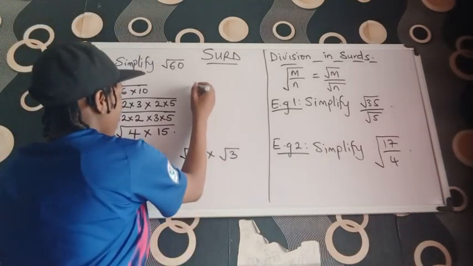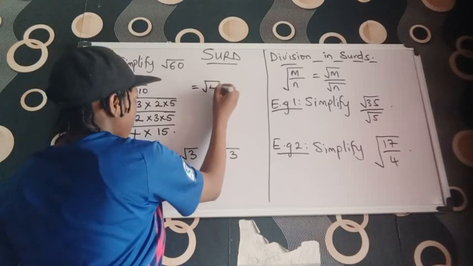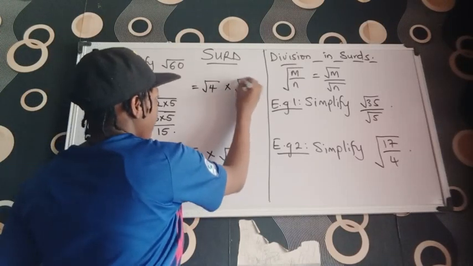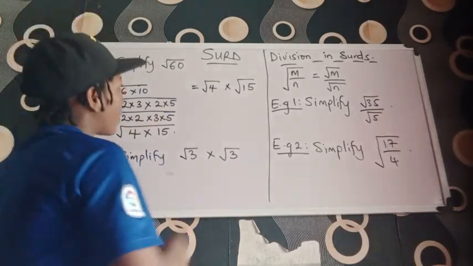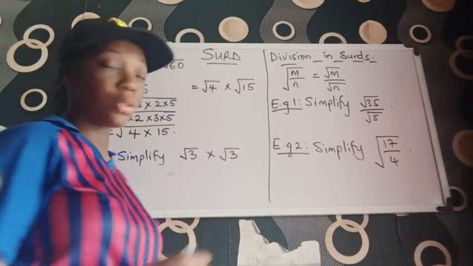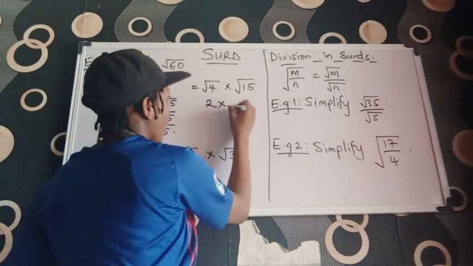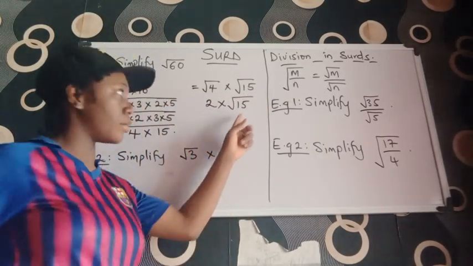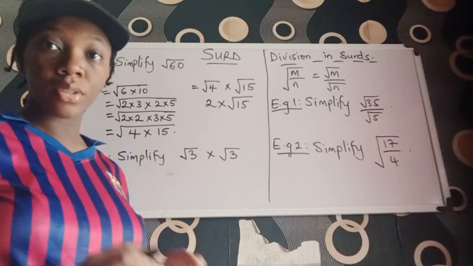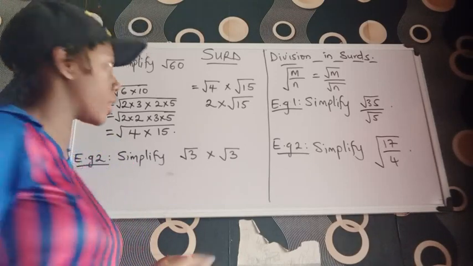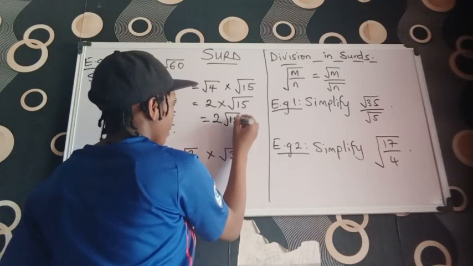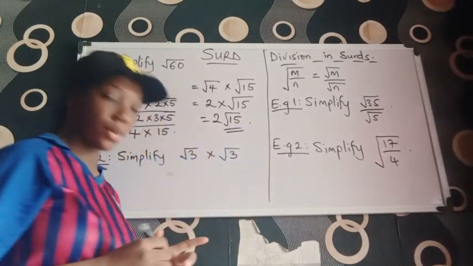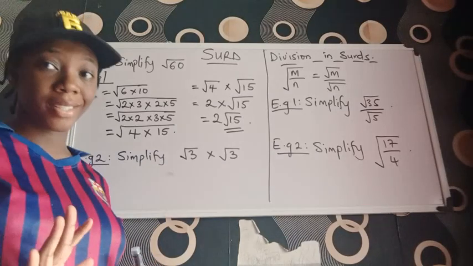The next thing we do, we separate them like this. Are you following? Now, square root of 4 is what? 2. And this cannot be split at all. Square root of 15 is still the square root of 15. So our final answer is 2 root 15. That's all. Can you see how easy it is?